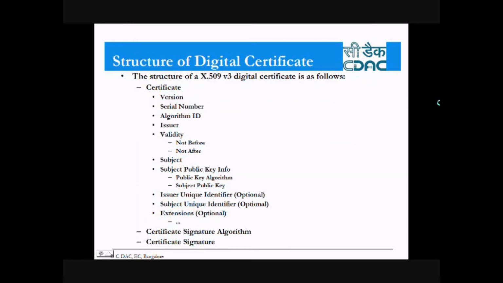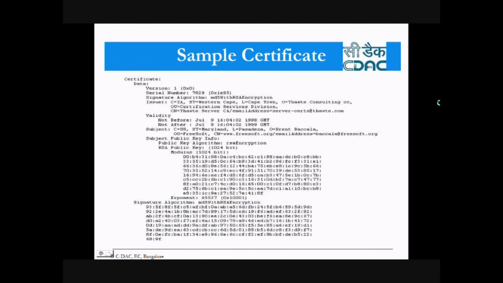Now let us look at the structure of the digital certificate. The structure is typically in an X.509 format. The version 3 format looks like this. It contains a certificate version, serial number, algorithm, issuer, validity, subject public key information, issuer's unique identifier, subject unique identifier, extensions, certificate signature algorithm and the certificate signature. So this is how a real certificate looks like.